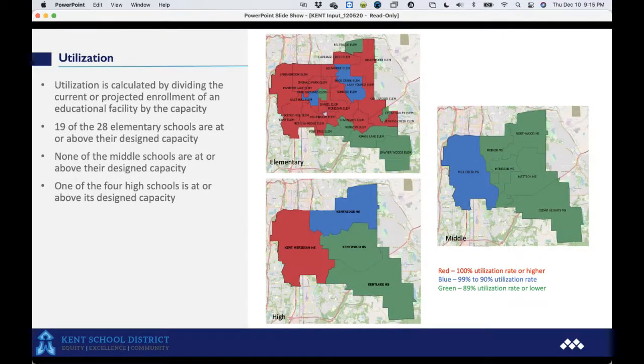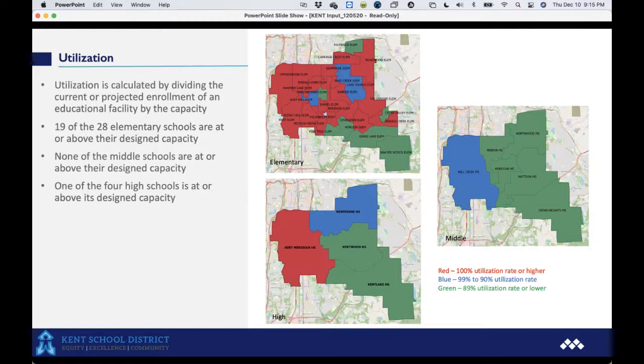Utilization is calculated by dividing the current or projected enrollment of an education facility by the capacity. As we noted earlier, 19 of the 28 elementary schools are at or above their design capacities. And that is including the 177 portables. So if they were taken out of the calculation, then the overutilization would probably be higher.